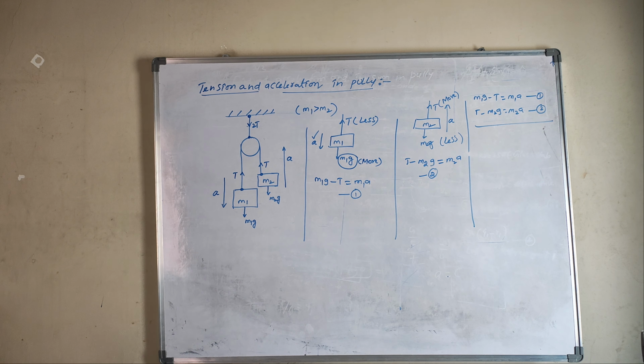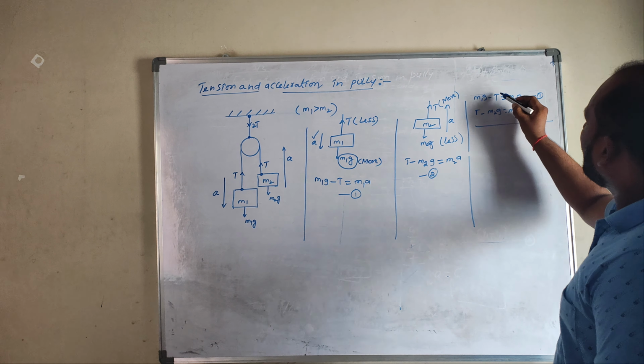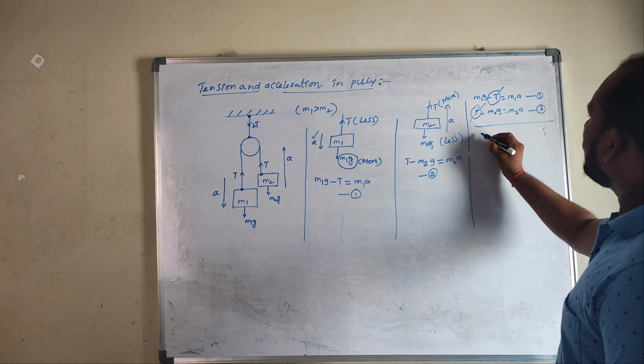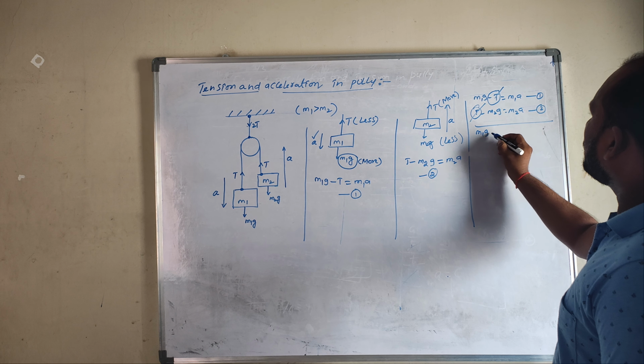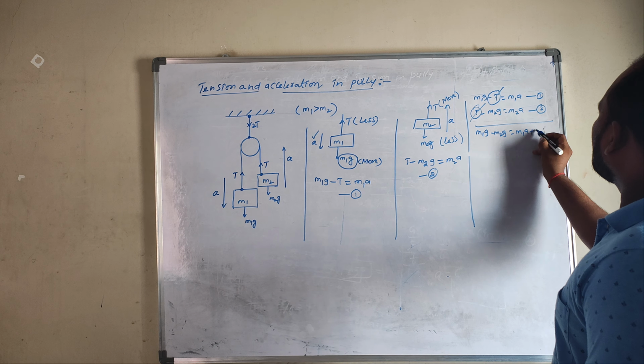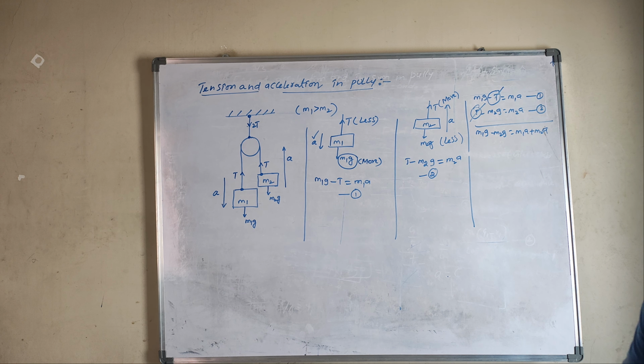Both equations I have to add. Simple. I am doing nothing here, guys, simply adding equations 1 and 2. This is minus T, this is plus T, both are cancelled. So what we get, guys? M1G minus M2G is equal to M1A plus M2A. Why? Because I am adding both the equations.